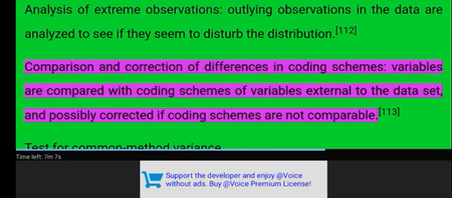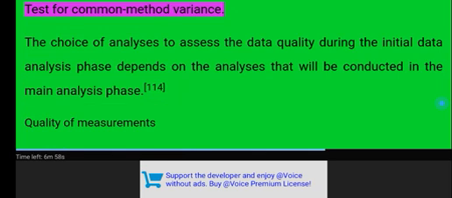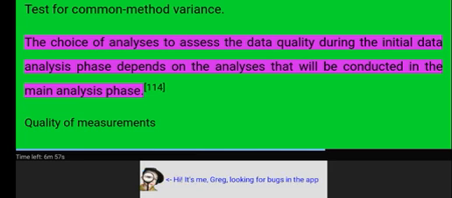Comparison and correction of differences in coding schemes. Variables are compared with coding schemes of variables external to the dataset, and possibly corrected if coding schemes are not comparable. Test for common method variance. The choice of analyses to assess the data quality during the initial data analysis phase depends on the analyses that will be conducted in the main analysis phase.